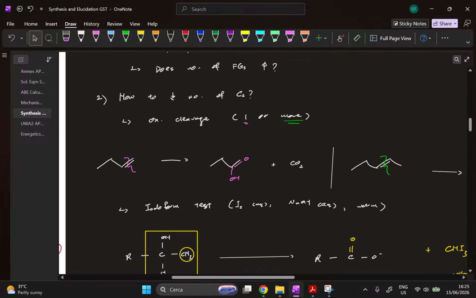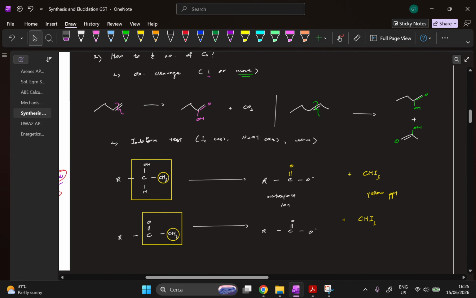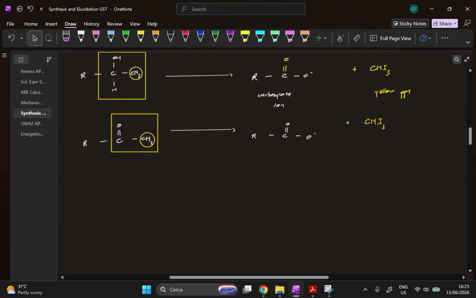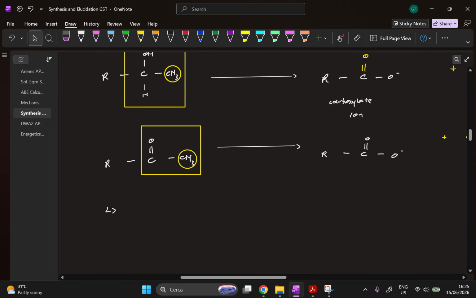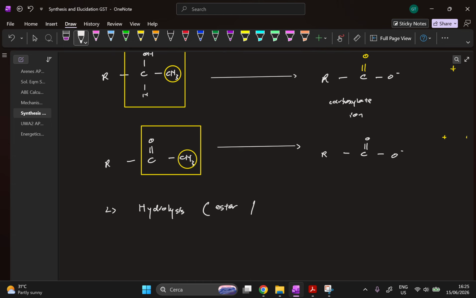So that is how you lose one carbon. So oxidative cleavage, I can lose one carbon, I can lose more than one carbon. Iodoform test, I can only lose one carbon. Can you think of a third way to lose carbons, people? What's another way that you can think of to lose carbons? It starts with H, hydrolysis. What can I hydrolyze? I can either hydrolyze an ester or I can hydrolyze an amide, correct?